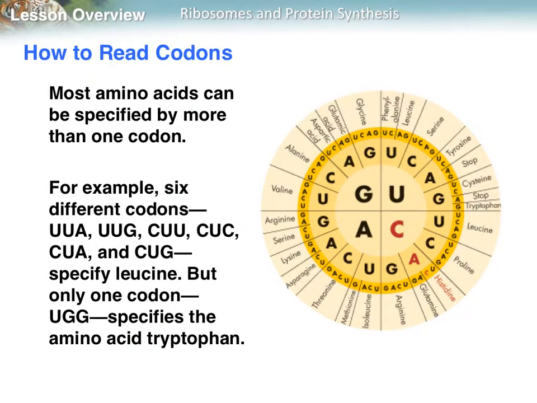Most of our amino acids can be specified by more than one codon. For example, there are 6 different codons that correspond to the amino acid leucine: UUA and UUG, CUU and CUC and CAC specify leucine as well. But there's only one codon, UGG, that specifies tryptophan. So it really just depends on what amino acid you're looking for.